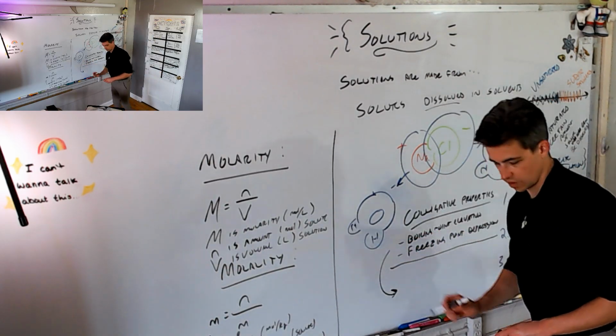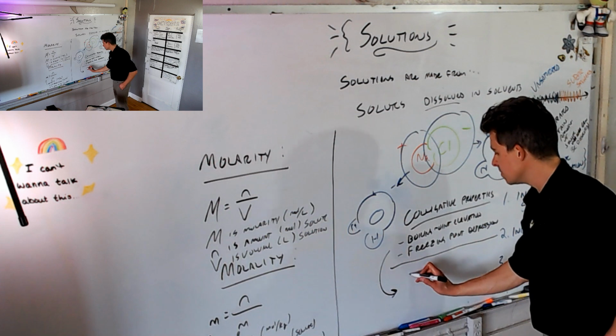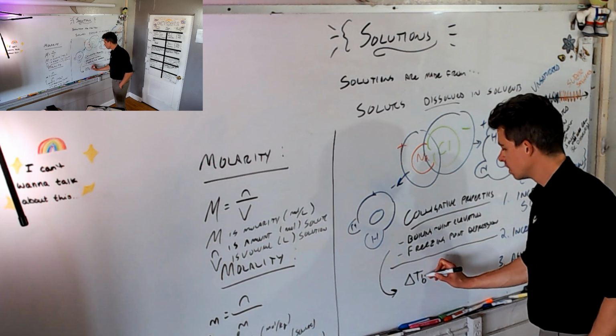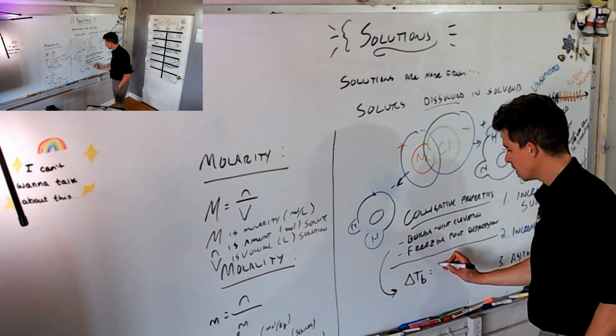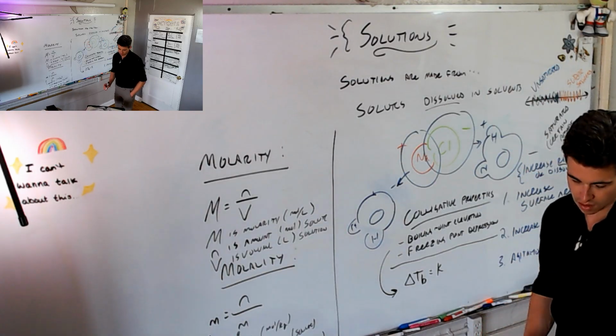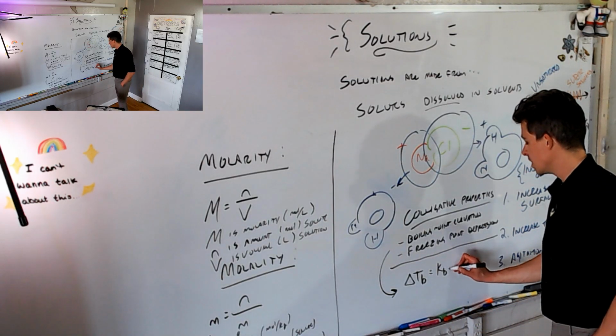This is the equation for it. We'll do the math of it. Delta T_b equals K_b times m times i. Don't forget this Van 't Hoff factor.